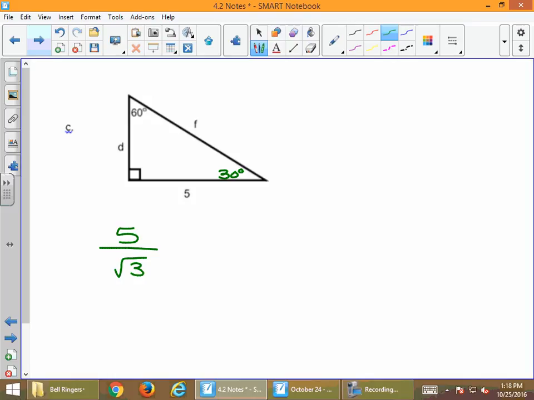We have to divide. Use that little trick Mr. Carr was talking about to simplify this, because we can't have radical 3 in the denominator. Can 3 divide into 5? No. So you just leave it as 5 over 3. And then what radical do we tack on after the 5? Just take the radical that's in the bottom and write it in the 5. So that would be the short side.